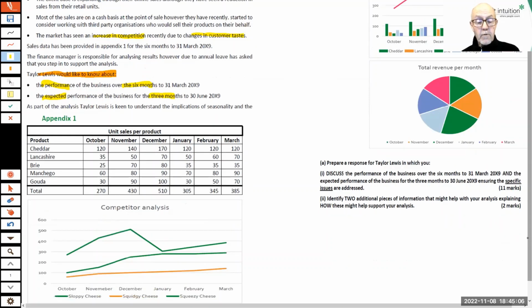Okay. So the requirement is to prepare a response in which we discuss the performance over 6 months to March and expected performance, and identify 2 additional pieces of information. And notice that there's 2 marks, so 1 mark for each of those, that might help with our analysis. So we're given a graph of competitor analysis, and you'll notice that actually that green line is based on these totals. So there's 270, there's 430, that's 510, 35, 3, 4, 5, and then so that's us there.